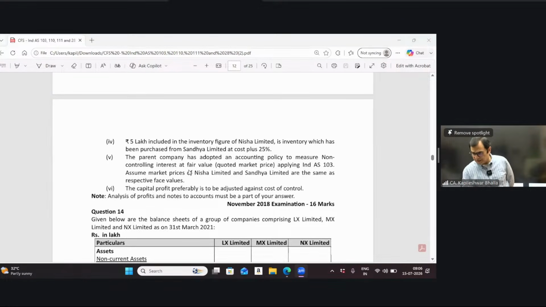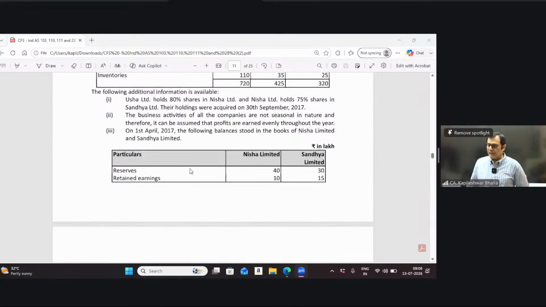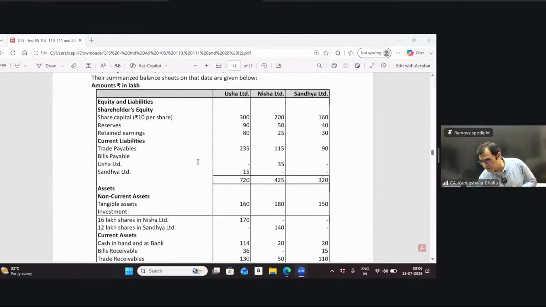Now, if you typically see that there is an adjustment with regard to stock reserve, where you can see the inventory of Nisha includes the goods which are sold by Sandhya, it is an upstream transaction in nature. Then I guess apart from that, we are not given any further adjustments, just one simple adjustment. When the question came for the first time, there was just one simple adjustment on this part. So I think let's begin with the inputs.